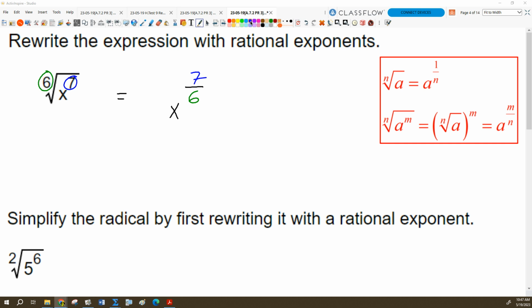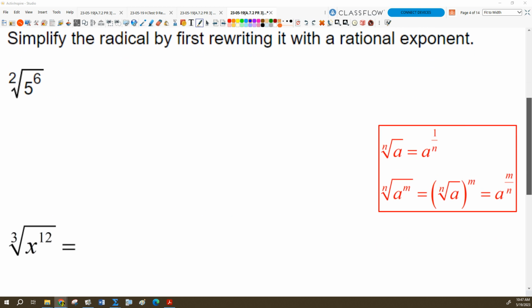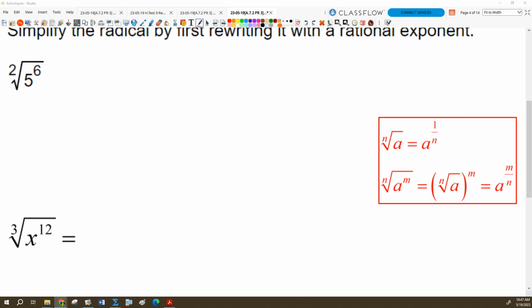Good. Okay. And if we wanted to do something like this bottom one, what am I going to do there? Say it again. 5 to the power of 3. Exactly. There's the beauty of using rational exponents. Kenny's a step ahead here.